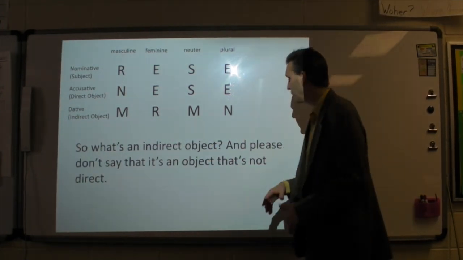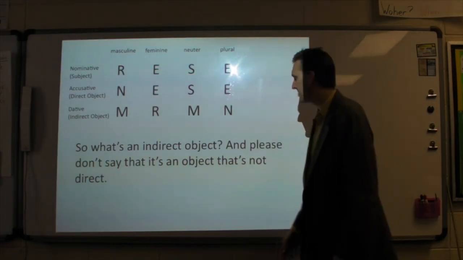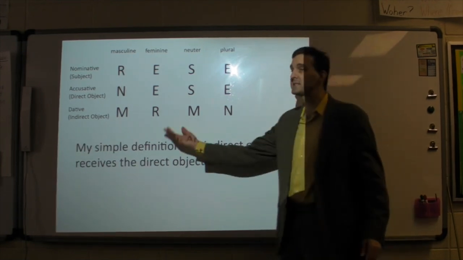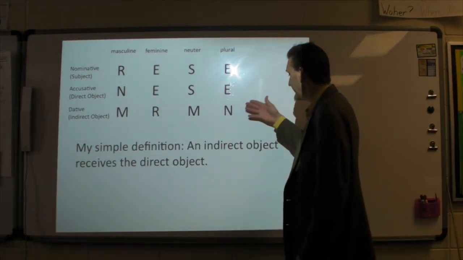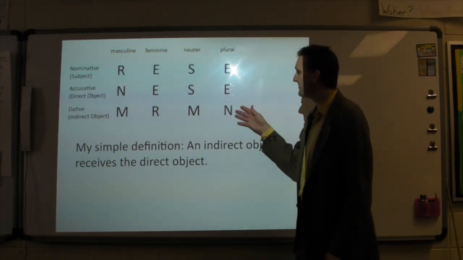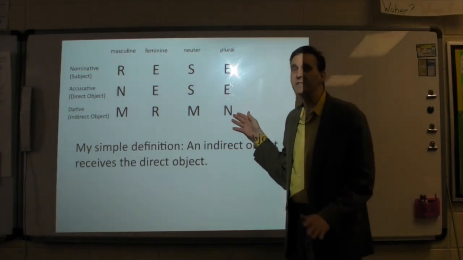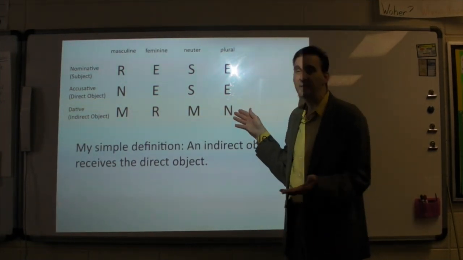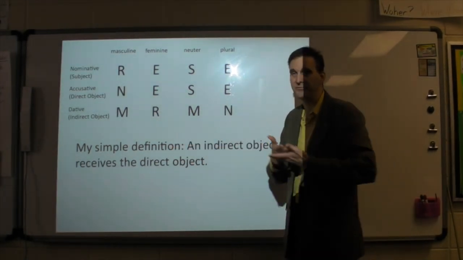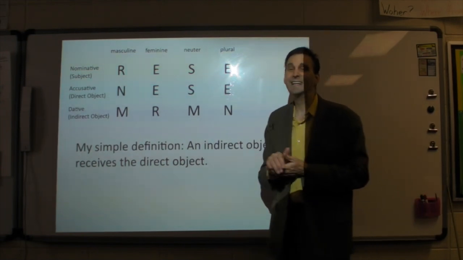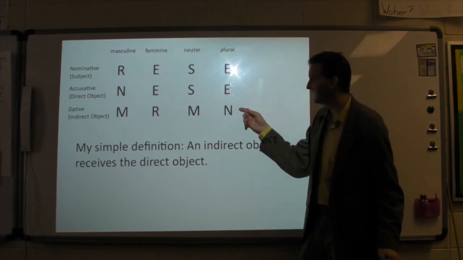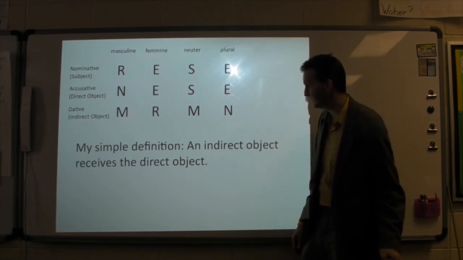So what is an indirect object? I don't say it's an object that's not direct. That doesn't work for me. So my simple definition is an indirect object receives the direct object. The indirect object is almost always a person, or maybe an animal or something that can actually receive this direct object. Again, not always, but I'd say 9 times out of 10, the indirect object is a person or maybe an animal.